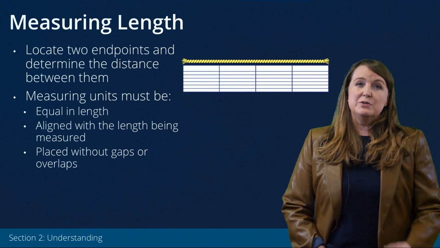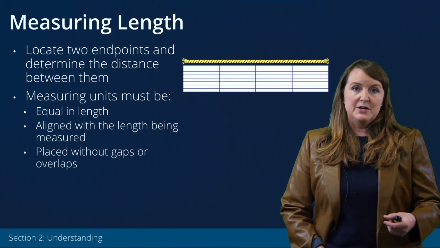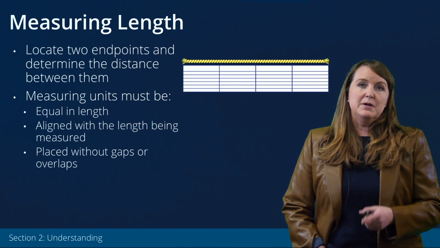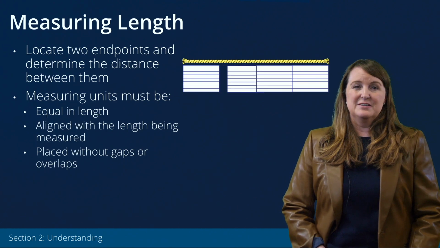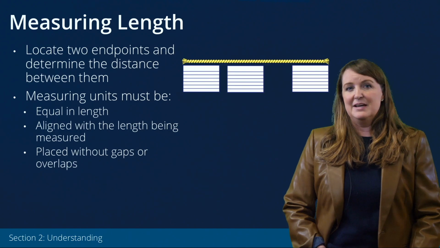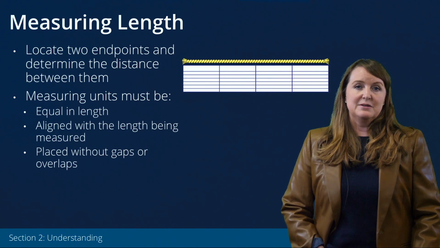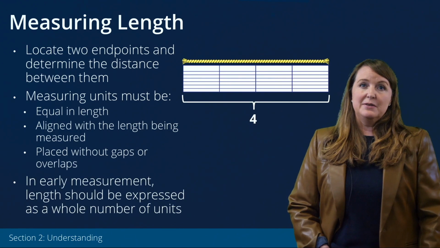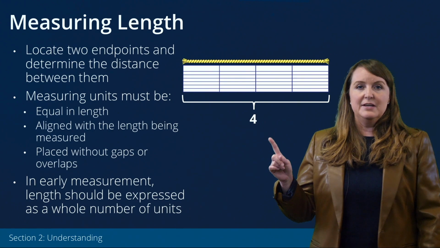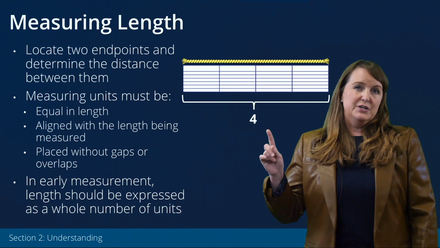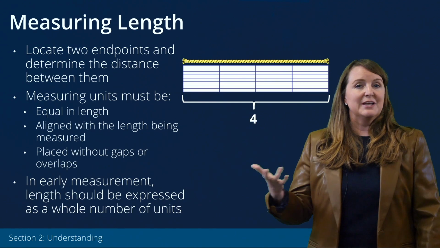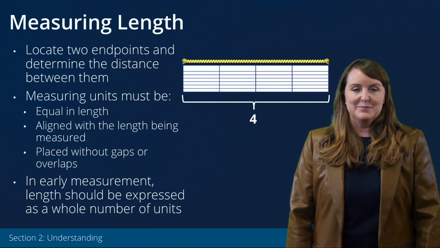And for students to use these index cards to measure the length of this rope, we want to place them without gaps or overlaps. So we don't want it to look like this or that. No, that's not good. We want our index cards to be placed like this so that I can see that I have a length of this rope of 4 index cards. Initially, we'll use a lot of stuff with whole numbers. Later on, we can get into fractions and decimals.